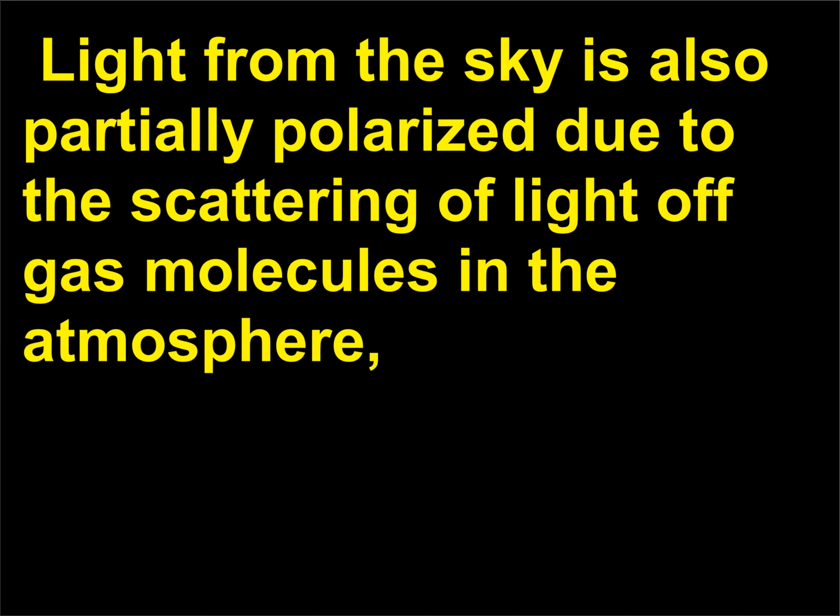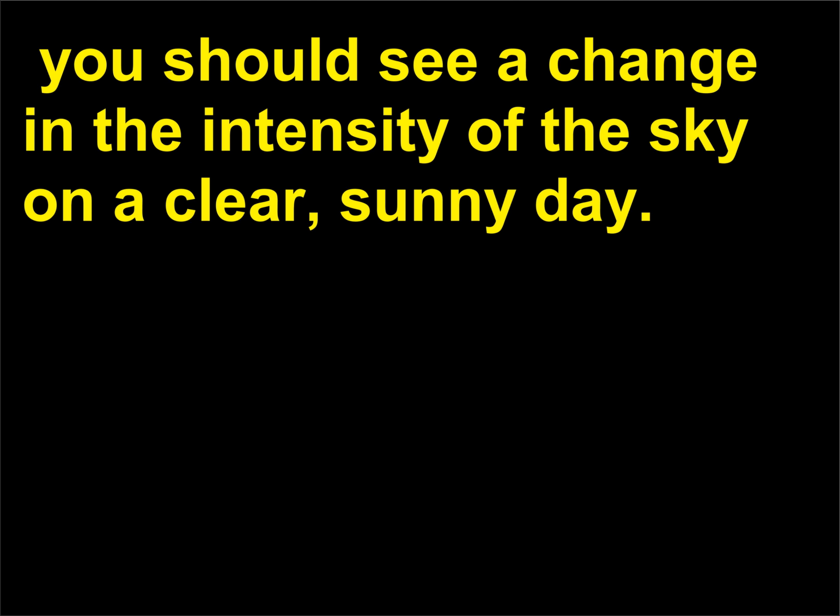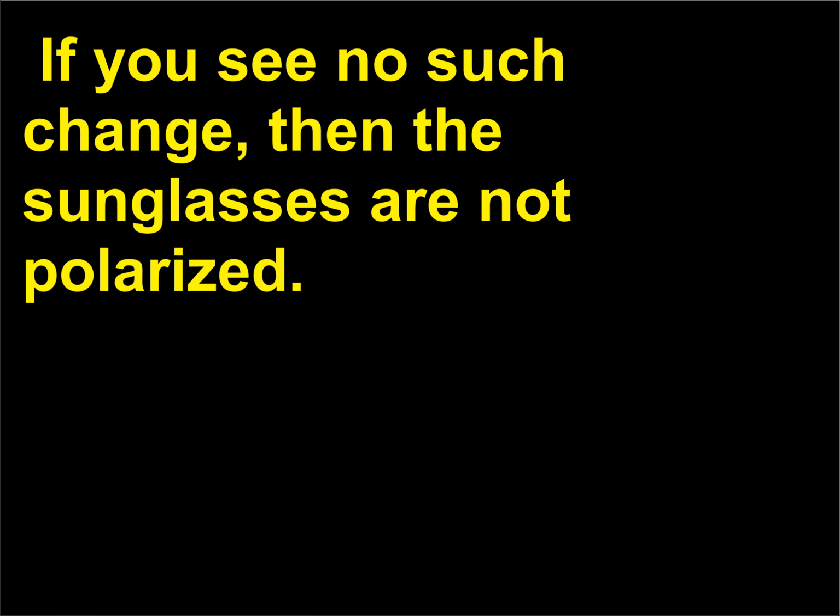Light from the sky is also partially polarized due to the scattering of light off gas molecules in the atmosphere. So if you put on a pair of polarized sunglasses and tilt your head so that your ear were near your shoulder, you should see a change in the intensity of the sky on a clear, sunny day. If you see no such change, then the sunglasses are not polarized.